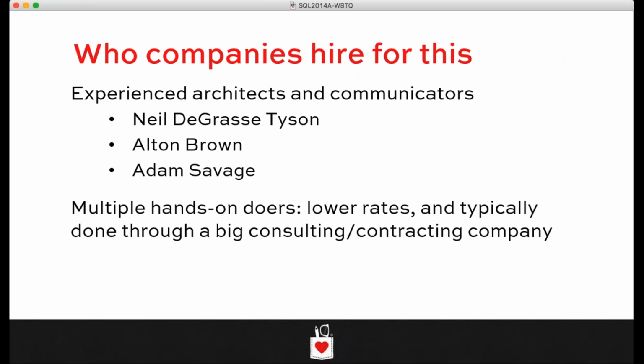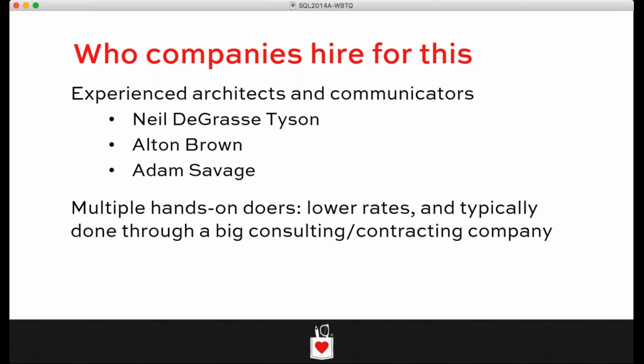When they're facing a problem like this, they tend to hire experienced communicators. And what I mean by communicator is someone who can bridge gaps between multiple teams, who can put things into terms that all of the different teams can understand. And I use examples of science communicators, Neil deGrasse Tyson, Alton Brown, Adam Savage, because those people use concepts very quickly. Companies look for the same kind of personality.